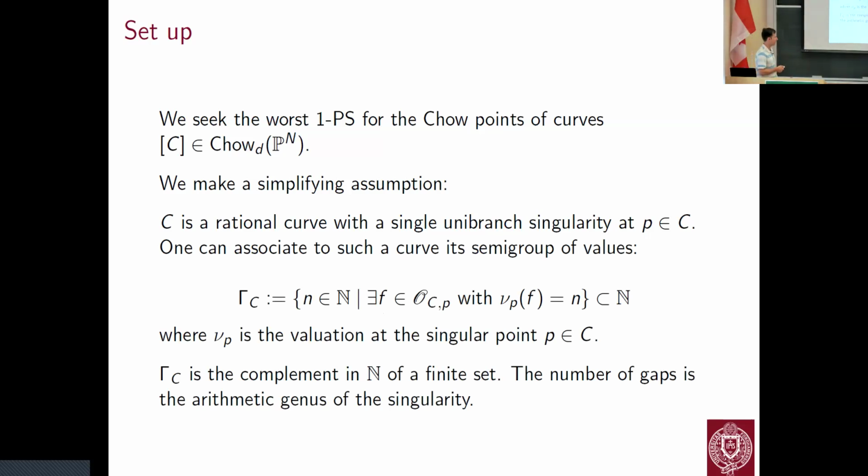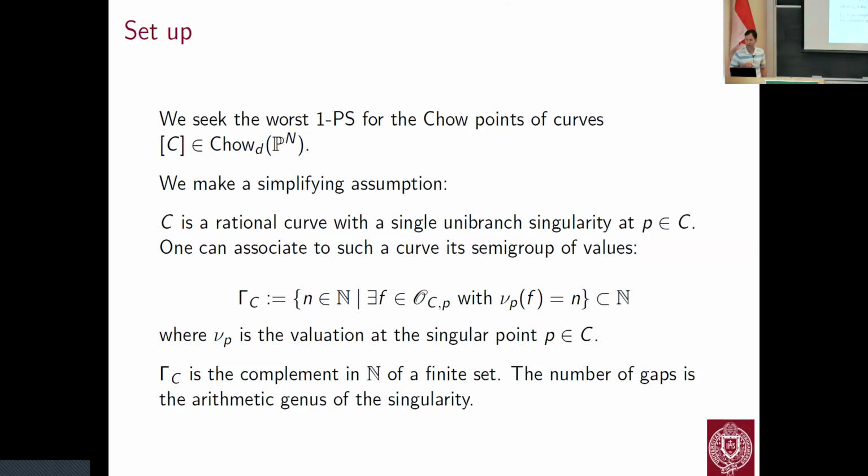Just because I'll use these words a little bit in my talk, this semigroup is the complement of a finite set in the natural numbers. The number of gaps you get is the arithmetic genus of the singularity. And the first number after the last gap is called the conductor. So if you hear me speak about the conductor, it's where you get everything from that point on in the natural numbers in your semigroup.